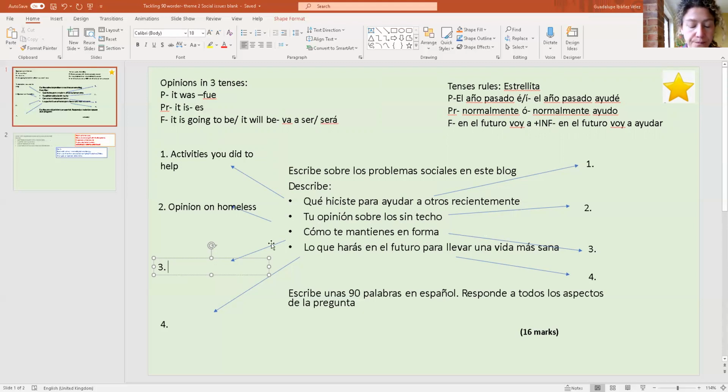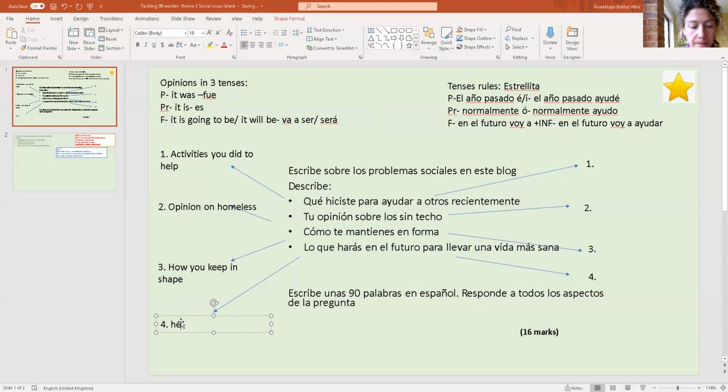So how you keep in shape. Right? So that is related to my healthy lifestyle. Lo que harás en el futuro para llevar una vida más sana. So, in the future, vida, life, más sana, a healthier life. So what will you do? Look at what you will do in the future to have a healthier lifestyle.